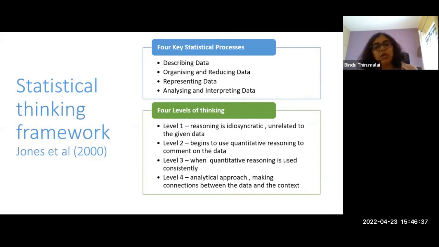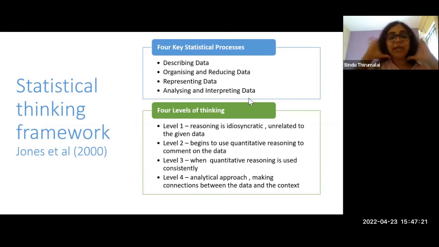Is the ability to construct various visual representations of the data. So that is representing the data. And the final one, of course, is analyzing and interpreting data. So when we say analyzing and interpreting the data, we are really saying that is when you come at looking at the data, looking between the data, looking beyond the data. And of course, now we say it's also important to look behind the data, right? So the fourth process is really the part of looking at between.